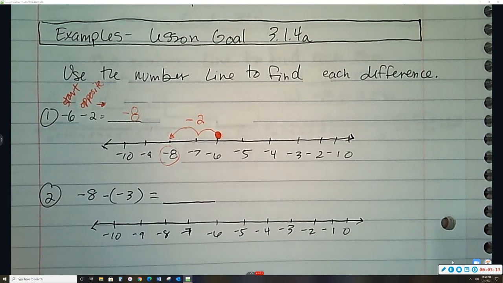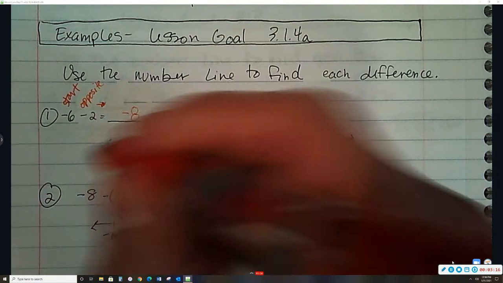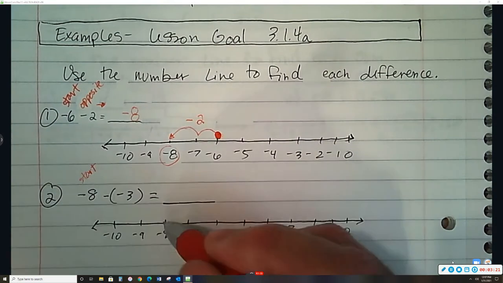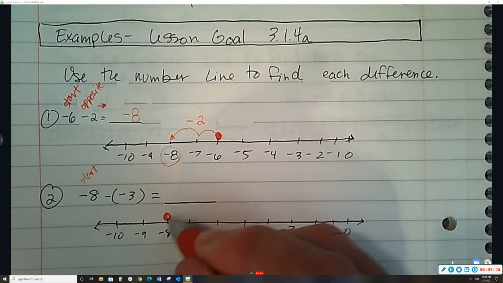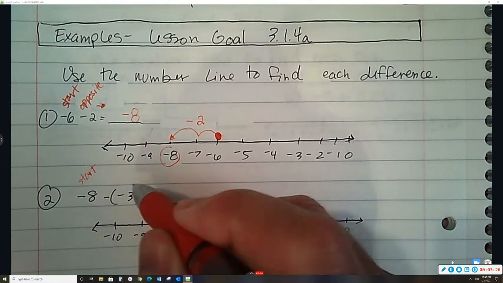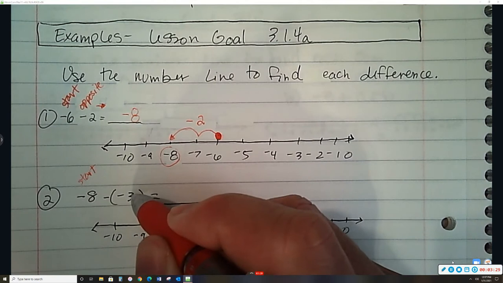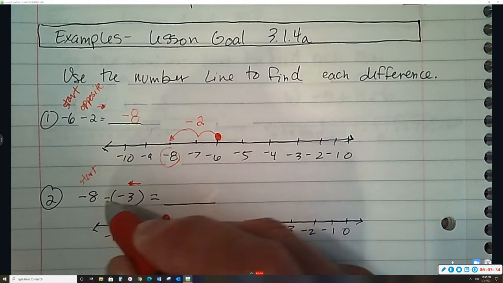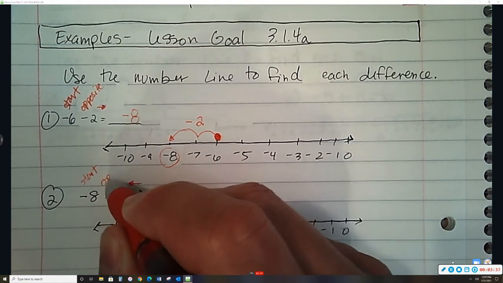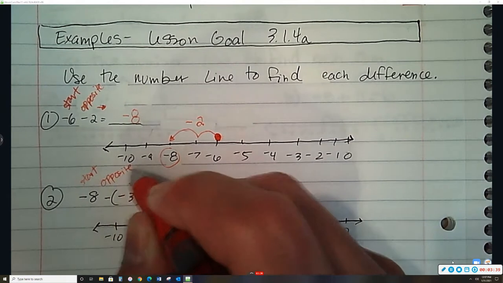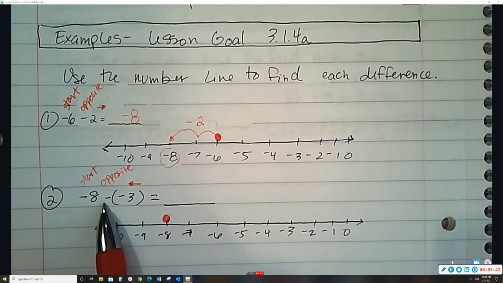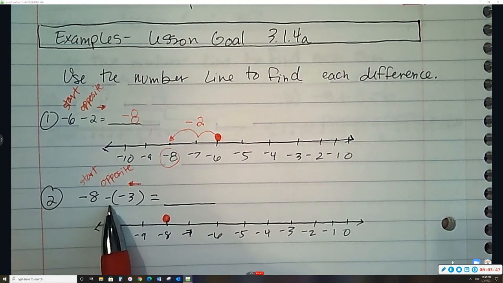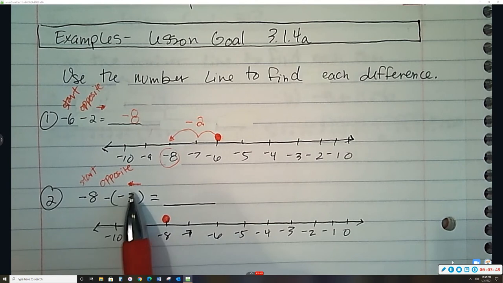Okay, so if you look at number 2, again, this tells us where to start. We're going to start at -8, so I'm just going to put a dot over the -8. Okay, and then I'm going to go to the -3. The -3 usually tells us to move to the left, right? But because of the minus, we're going to do the opposite of that. So we have -8 minus -3. Well, the -8 tells us where to start. The minus says I'm going to move opposite of this direction.